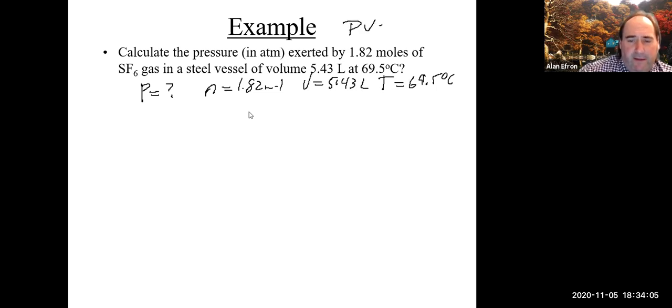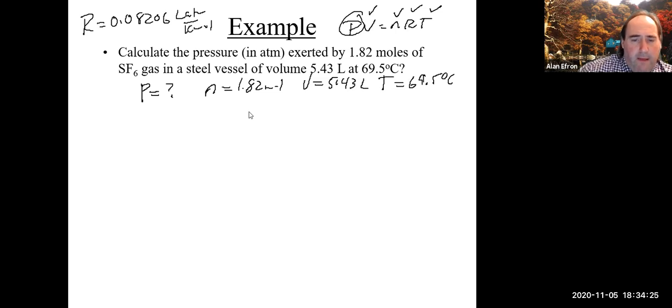We got PV equals NRT. We do have the volume, the moles. We always have R, even though it wasn't given to us. And we do have temperature, so we can solve for P. Again, R is that constant, 0.08206. So in terms of units, we're good everywhere, again, except for, like normal, our temperature here. So we do want to add 273 to it, and that's going to give you a temperature of 342.5.